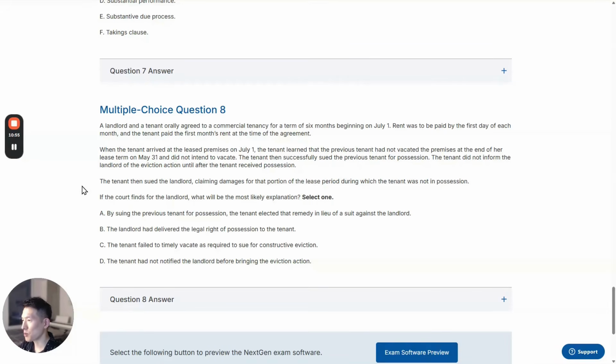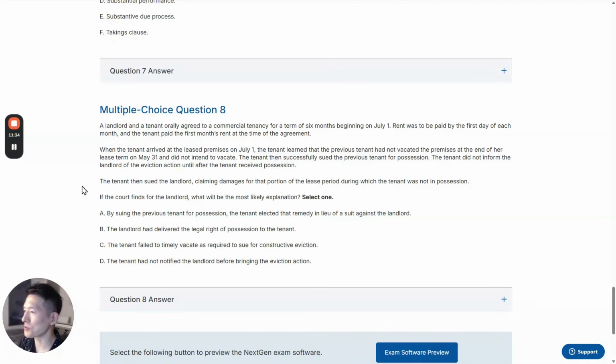A landlord and tenant orally agreed to a commercial tenancy for a term of 6 months beginning on July 1st. Rent was to be paid by the first day of each month, and the tenant paid the first month's rent at the time of the agreement. When the tenant arrived at the leased premises on July 1st, when the term began, the tenant learned that the previous tenant had not vacated the premises at the end of her lease term on May 31st and did not intend to vacate. The tenant then sued the previous tenant for possession successfully. The tenant did not inform the landlord of the eviction action until after the tenant received possession.